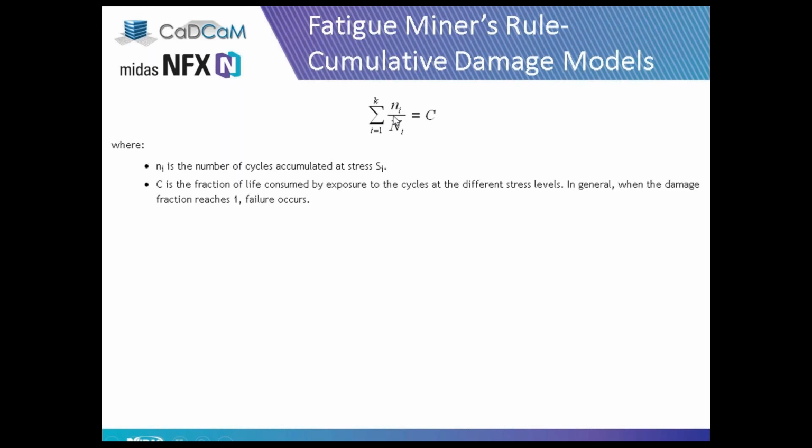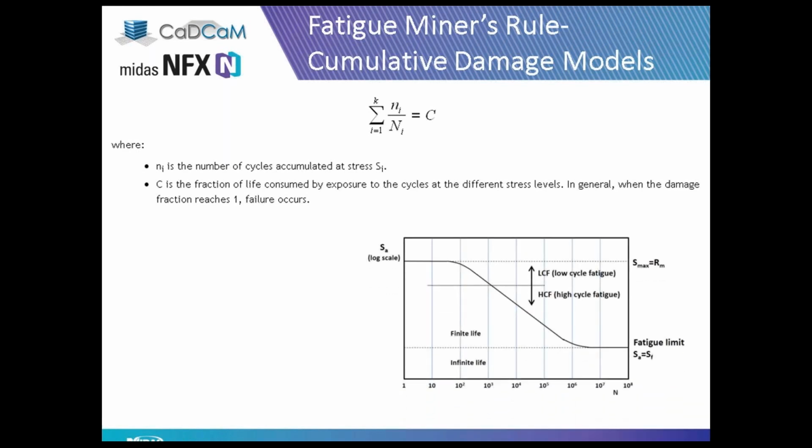So the calculation of Miner's rule is based on the sum from i equal 1 to k of ni, which is small ni, over big Ni, and this is equal to a constant. And this constant is the fraction of life consumed by exposure to a cycle at different stress levels. In general, when the damage function reaches 1, the system is in a failure mode.